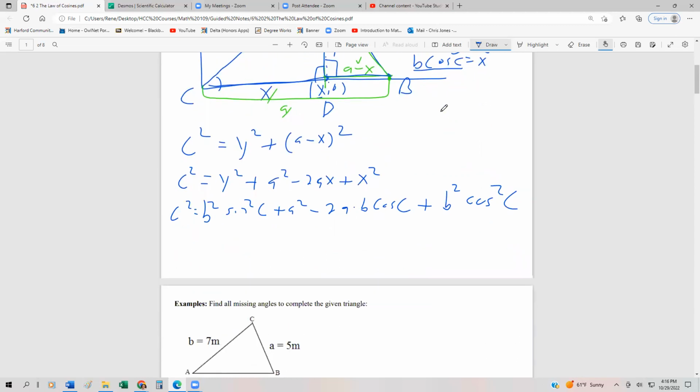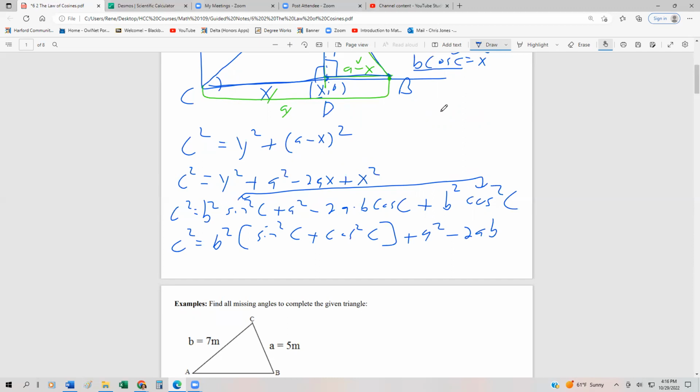Now, notice that these two expressions contain a b squared. So I can factor those out, and I get c squared equals b squared times the quantity sine squared c plus cos squared c. And I still have the a squared and the minus 2ab cos c. We know that this quantity is 1, by the Pythagorean identity. And so I wind up with c squared equals b squared plus a squared minus 2ab cos of c.